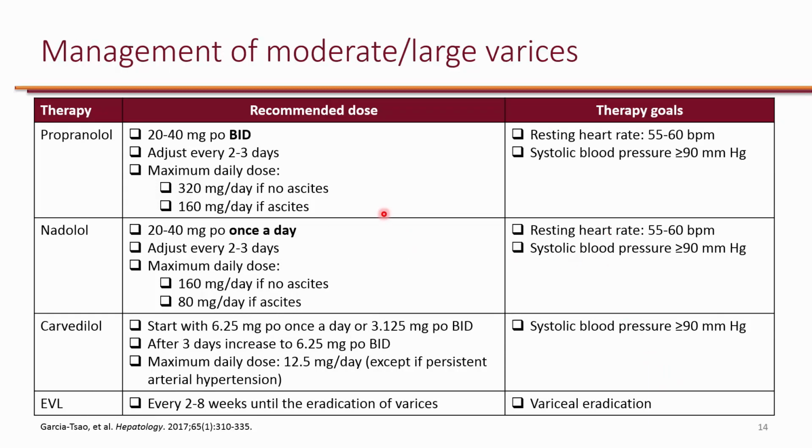Now here are the recommended doses for the different beta blockers. So propranolol 20 to 40 milligram by mouth twice a day, and we do adjust the dose every 2 to 3 days to maximum dose. And we want to target a resting heart rate of 55 to 60 beats per minute, and we want to maintain systolic blood pressure at 90 millimeters of mercury or greater. So if the systolic blood pressure drops under 90, you need to discontinue the beta blocker. Or if the heart rate goes under 55, because at that point it's not safe to continue these agents.